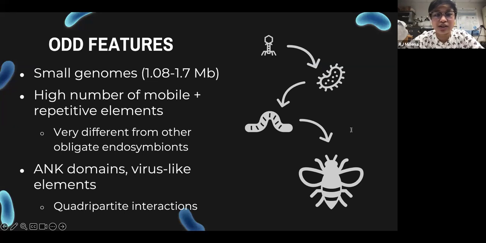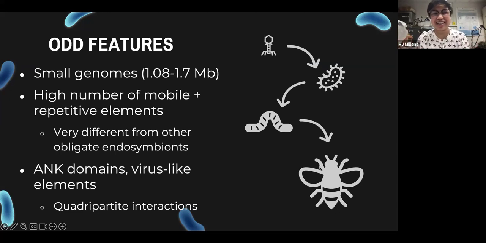And a very neat thing, I think, is that these ankyrin domains, or ANK domains, exist in the genome, which are virus-like elements. They're common amongst eukaryotes, but unusual in bacteria. And they usually mediate host-pathogen protein interactions. They're bacteriophage sequences, bacteriophage viruses, and some of these phage elements are actively transcribed and expressed in the Wolbachia. So this implies that there's a fourth player in these interactions, a virus.